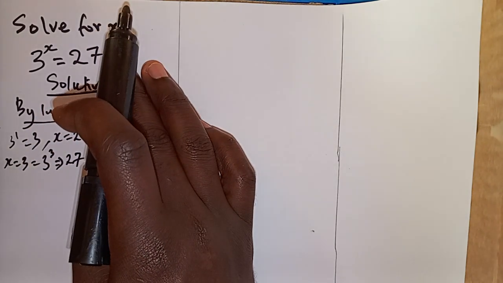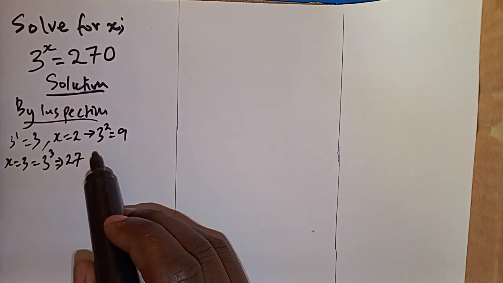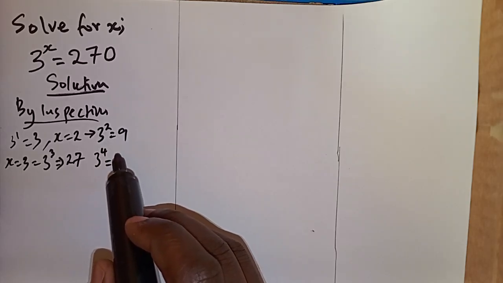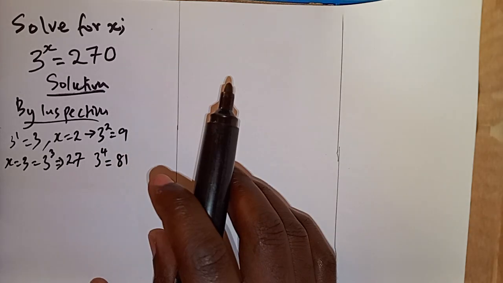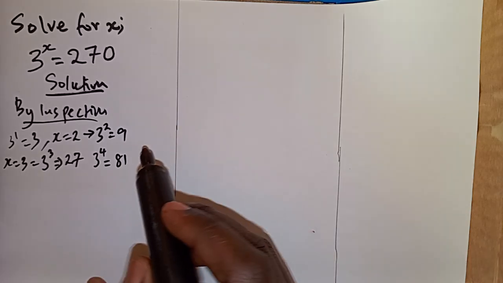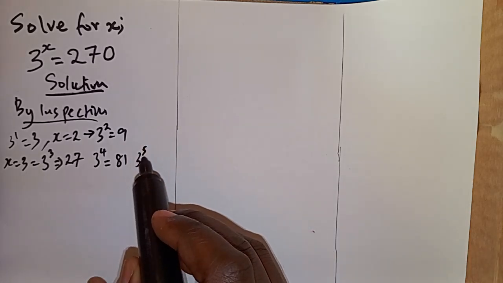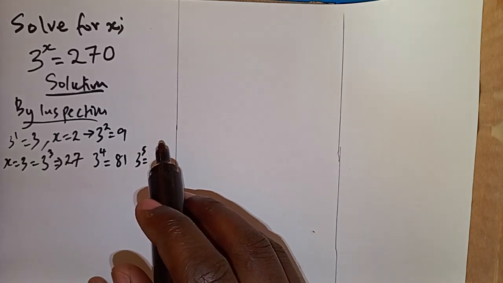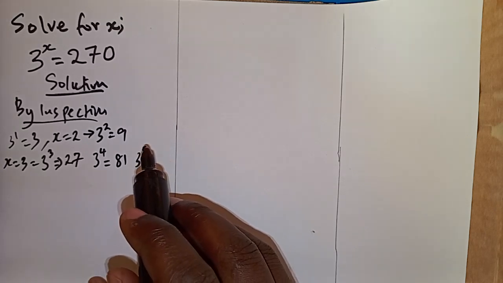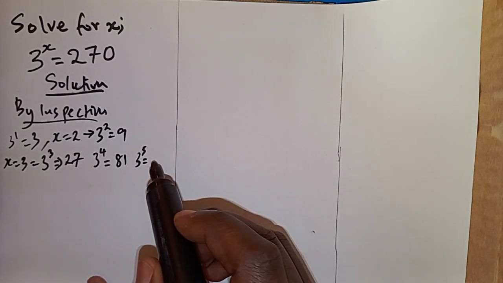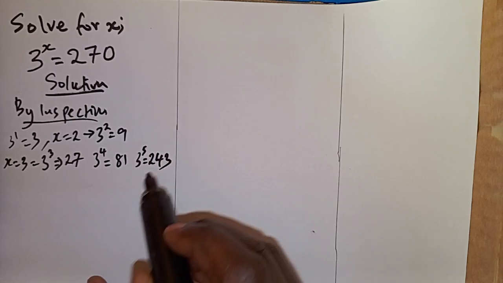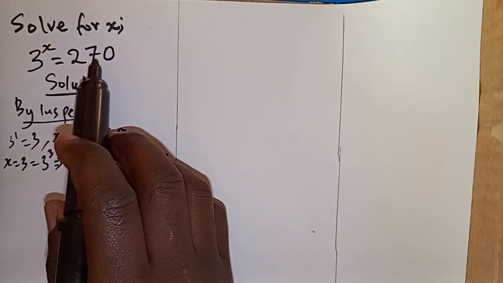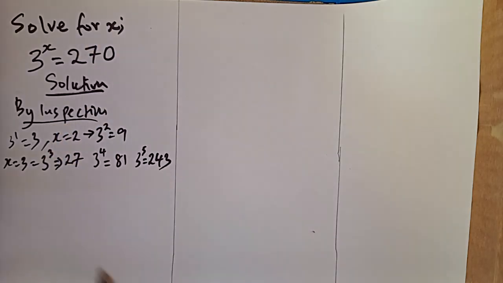But of course this is 270. So when x is 4, that becomes 81. And when x is 5, we're going to get 243, which is closer to the target, but not equal to it.